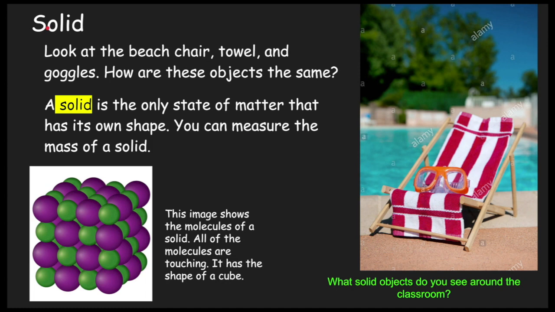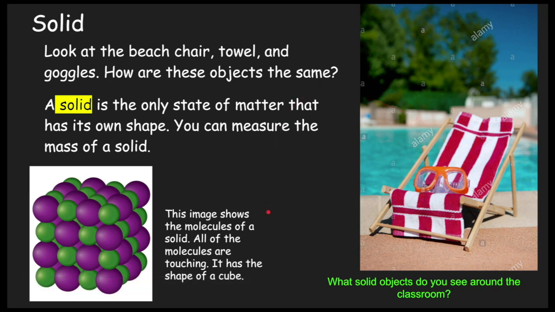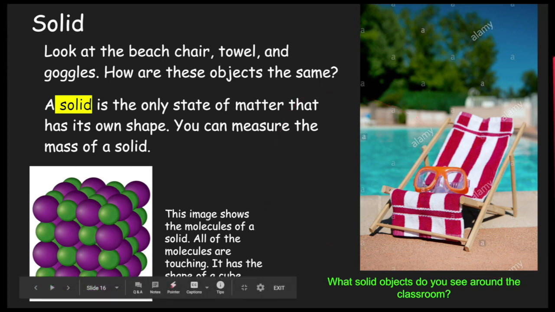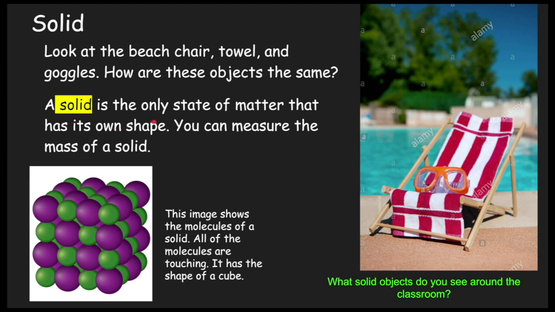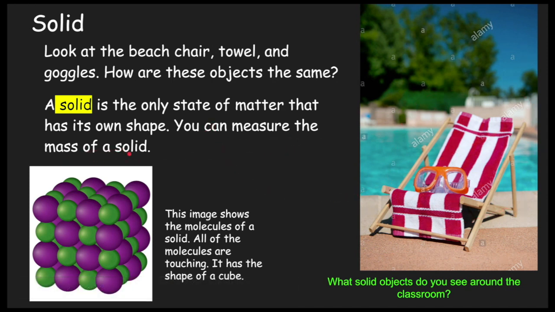Okay, so solid. Look at the beach chair, towel, and goggles. How are these objects the same? So let's look at this picture right here. We have a chair, a towel, and goggles. Well, we know they're the same because they're all solid. A solid is the only state of matter that has its own shape. We know these are solid because they all have their own shape. You can measure the mass of a solid.